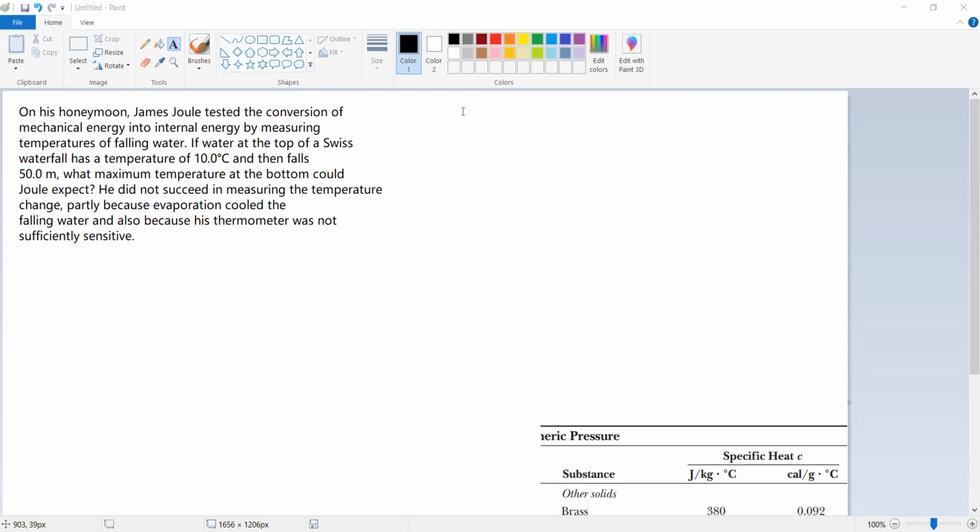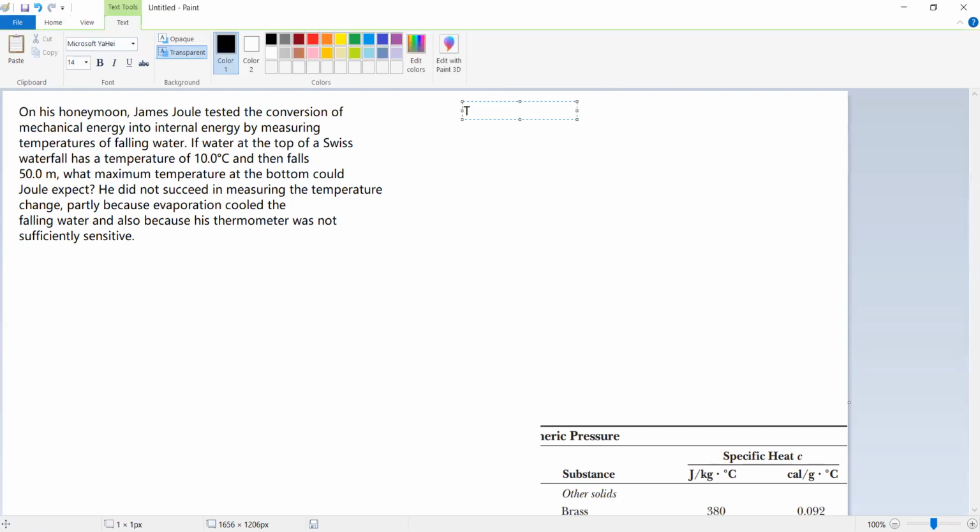All right, so what are we given? We're given that the initial temperature is equal to 10 degrees Celsius. And we are also given that height is equal to 50 meters. Now, what equation will we be using to solve this problem? We will be using the conservation of energy equation.